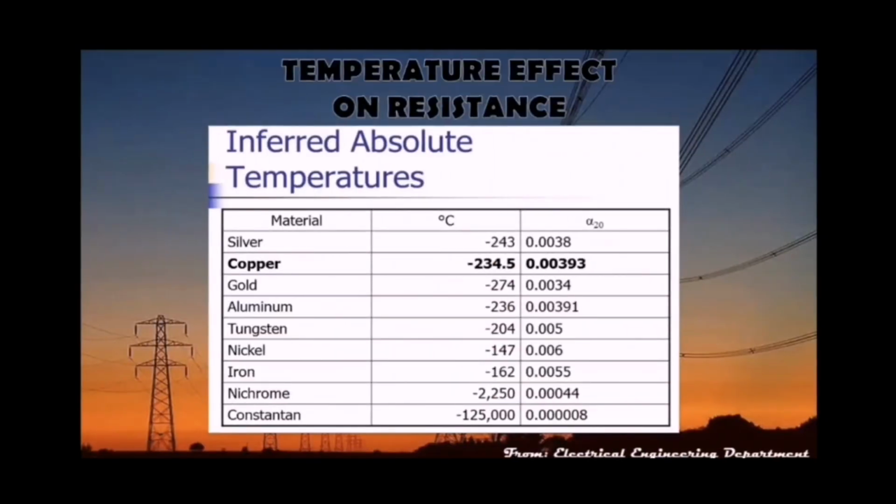So ito, makita naman natin dito yung inferred absolute temperature table. Ayan, makita natin dyan, material: silver, copper, gold, aluminum, tungsten, nickel, iron, nichrome, constantan.